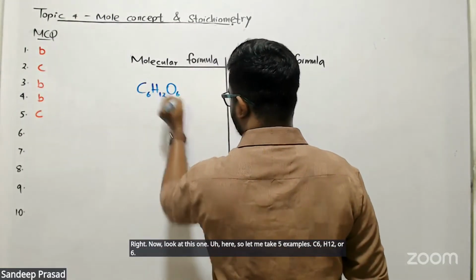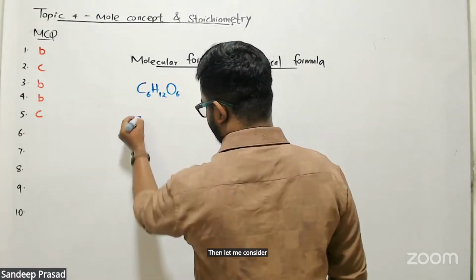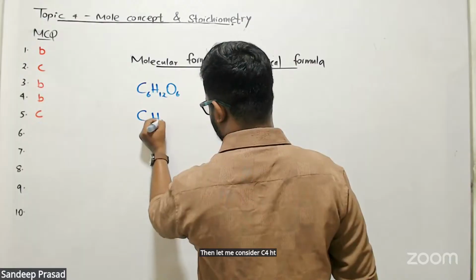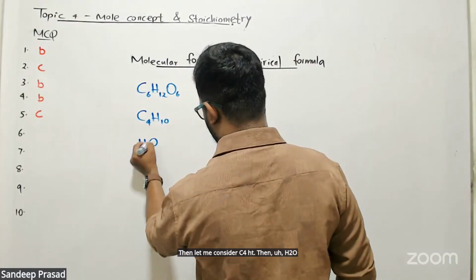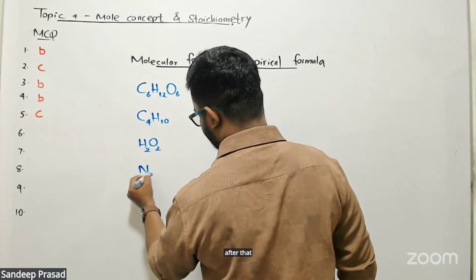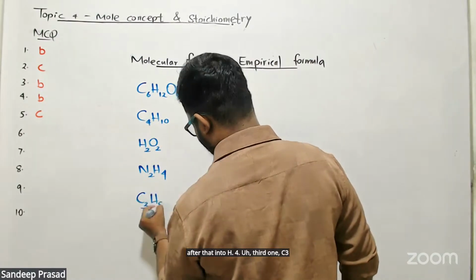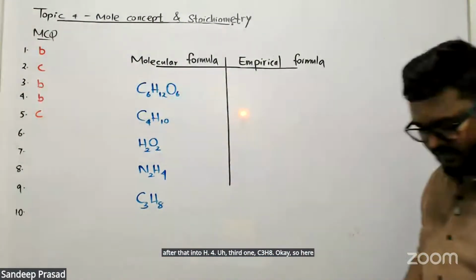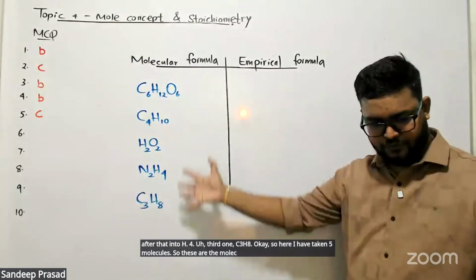C6H12O6. Then let me consider C4H10. Then H2O2. After that, N2H4. Third one, C3H8. Okay. So here I have taken 5 molecules. So these are the molecular formulas of those compounds.